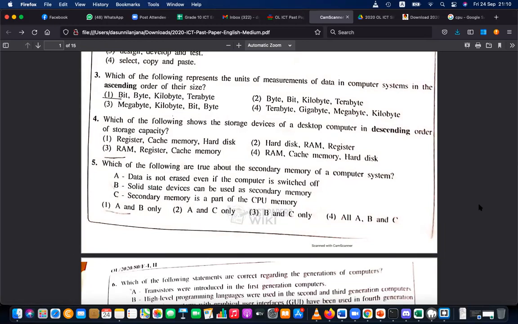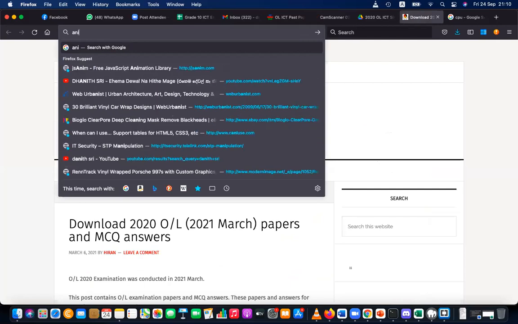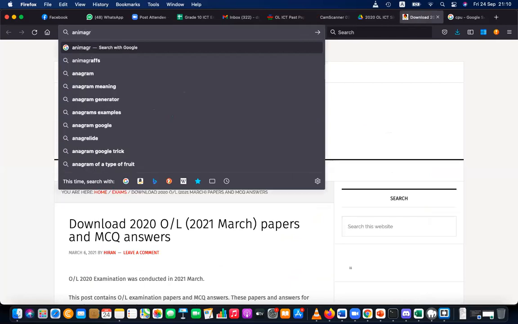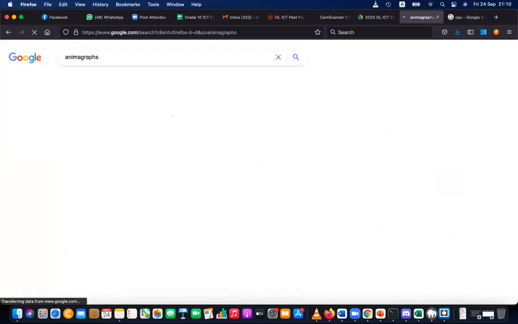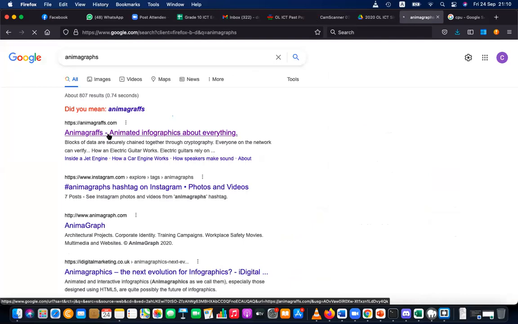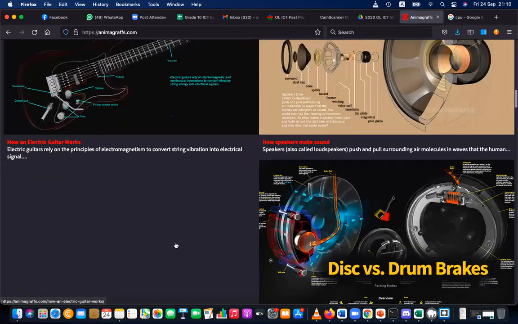It's not moving. A typical hard disk is moving. Typical old hard disk, right? This is Anima Drafts, animation. So if possible, I'll show that from Anima Drafts. If you go to this, you can see there's animation. So actually it's showing how a hard disk is working.